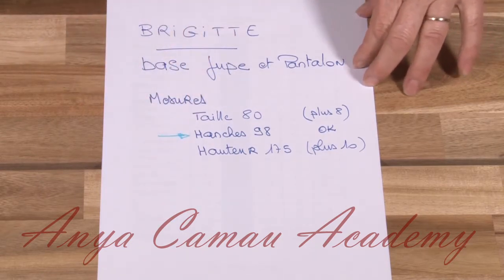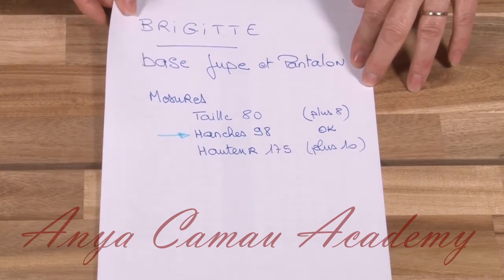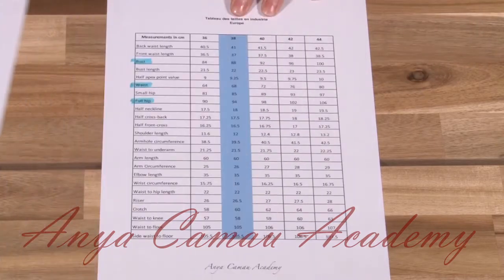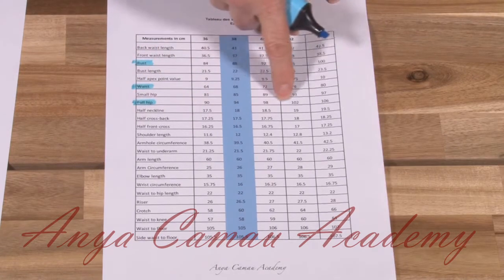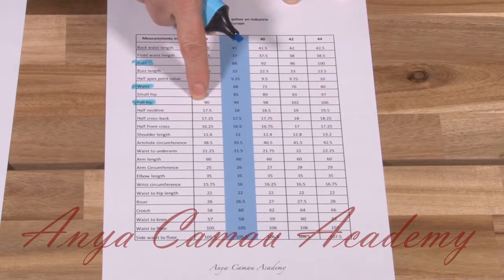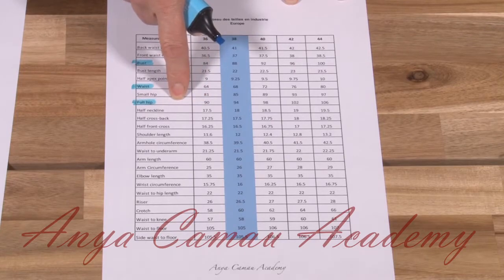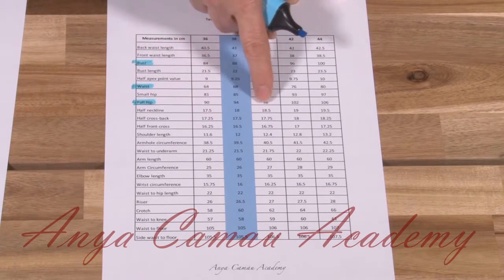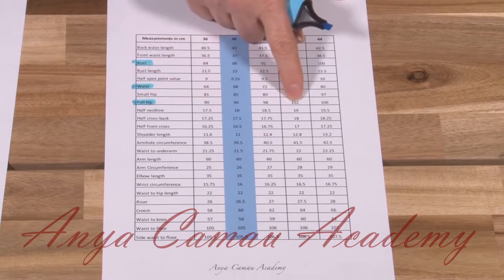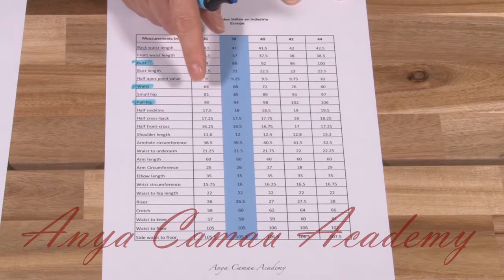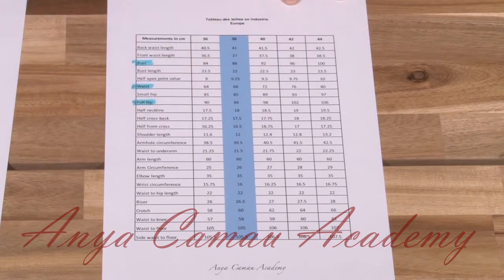To find out your own size, take your hips measurement and look on this row to see what size it corresponds to. If you are in between two sizes, take the size above. That will be your size, between size 36 and 44. For this showcase, Brigitte is a size 40, based on her hips measurement.